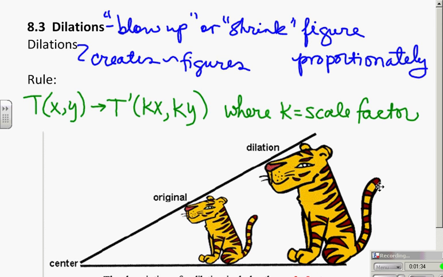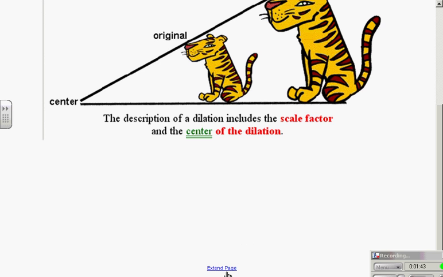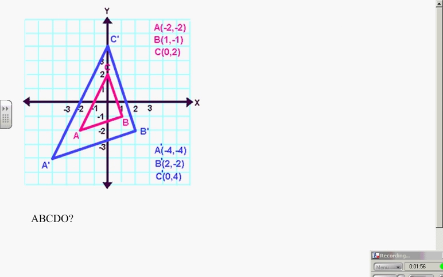Now, formally, we're going to talk about a center of dilation, just like we talk about a center of rotation. But for us at this level, our center of dilation will always be the origin, 0, 0. In later courses, we can move the center off of 0, 0. But for us, for now, the center is at 0, 0. So really, this section is as straightforward as it seems.